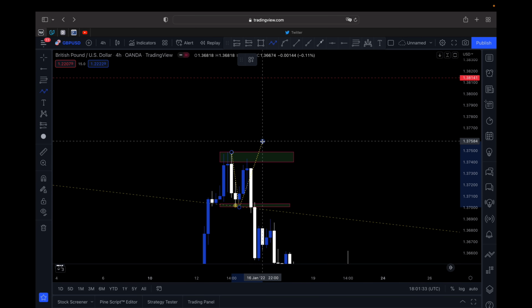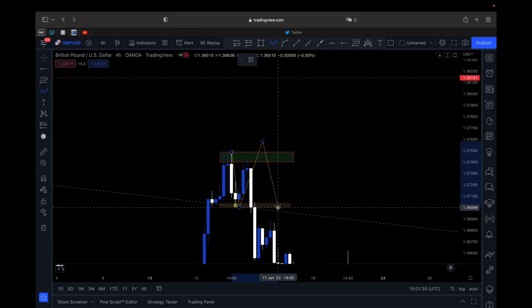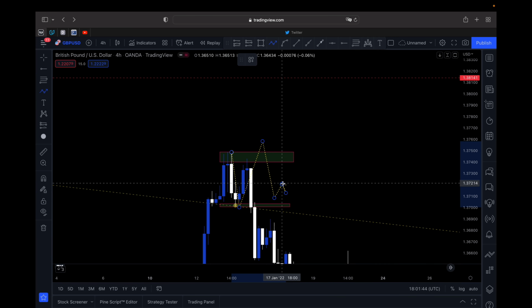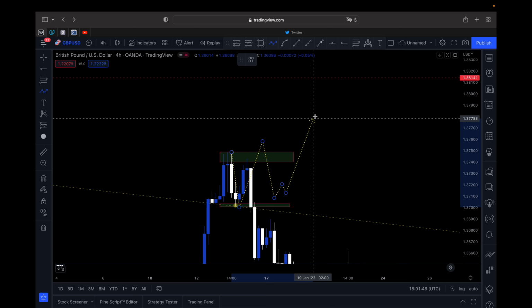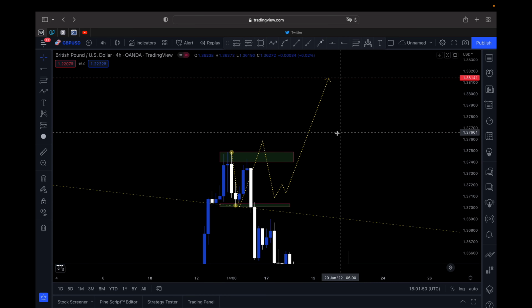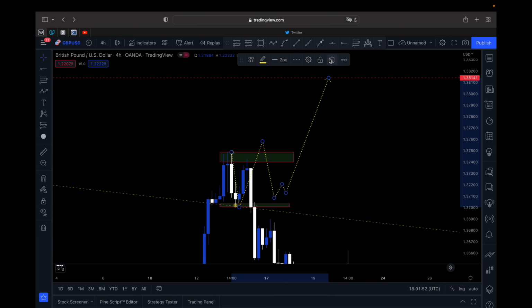Now what I'm waiting for is for price to come down either to this level or anywhere around this area, and I will move to the lower time frame to look for something like this. I will take my entry at the breakout of this structure here, and I will follow price down to this place.